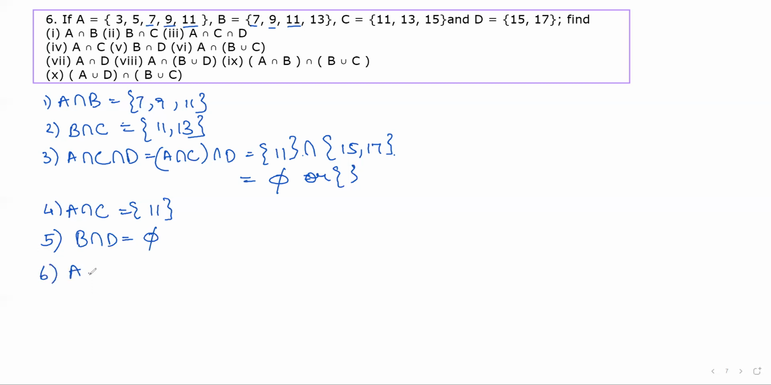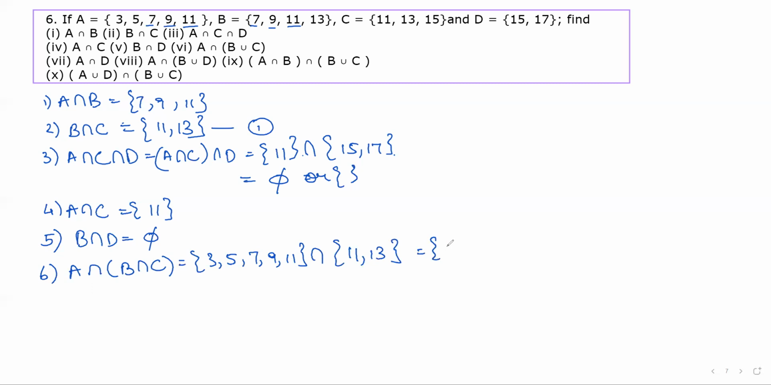Sixth, A intersection B intersection C. Now B intersection C is already calculated. So A is 3, 5, 7, 9, 11, intersection with B intersection C, which is 11 and 13. So the only thing common is 11.